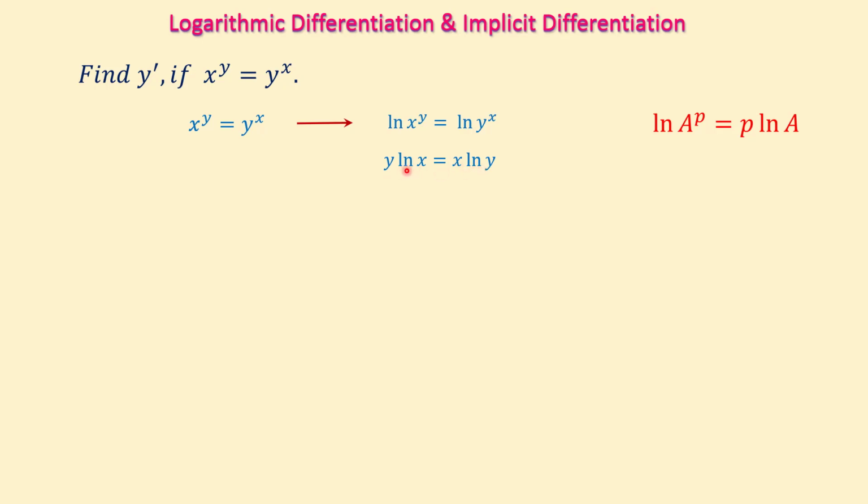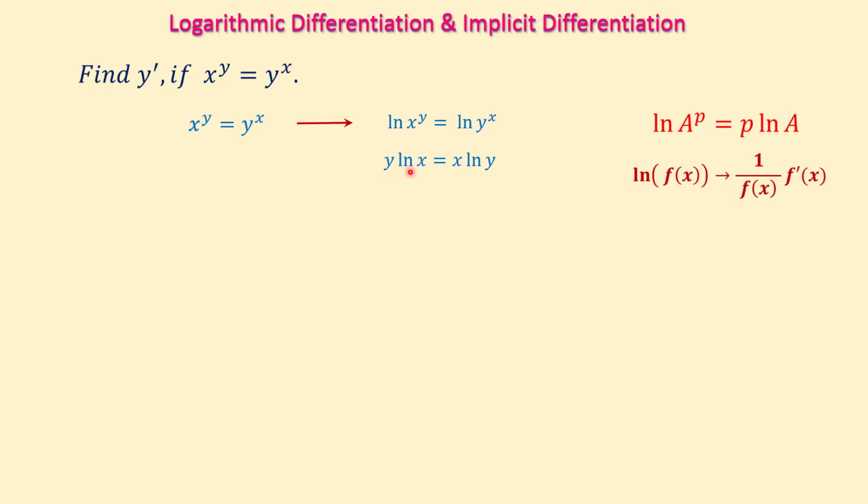To find derivative of left and right side of this equation, we need product rule. Because note that between y and ln of x is multiplication, y times ln of x, and x times ln of y in the right side of the equation. So we need product rule. And also because there is ln here and here, we need to remember derivative of ln.